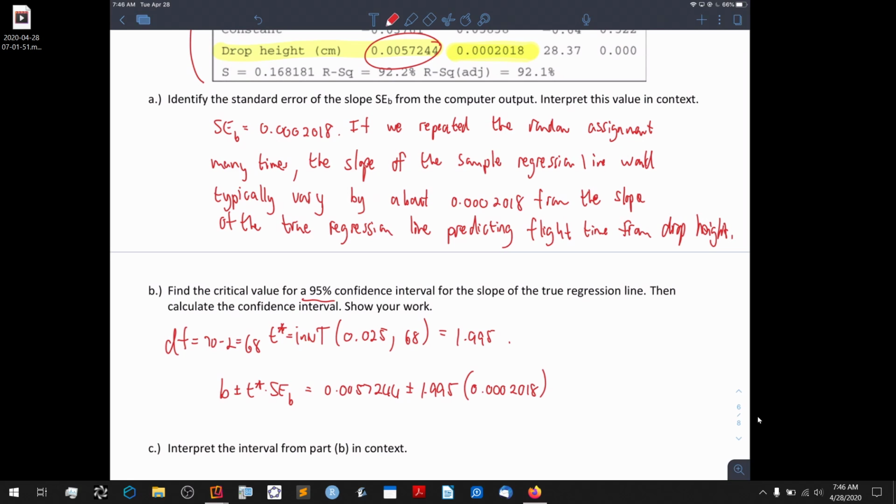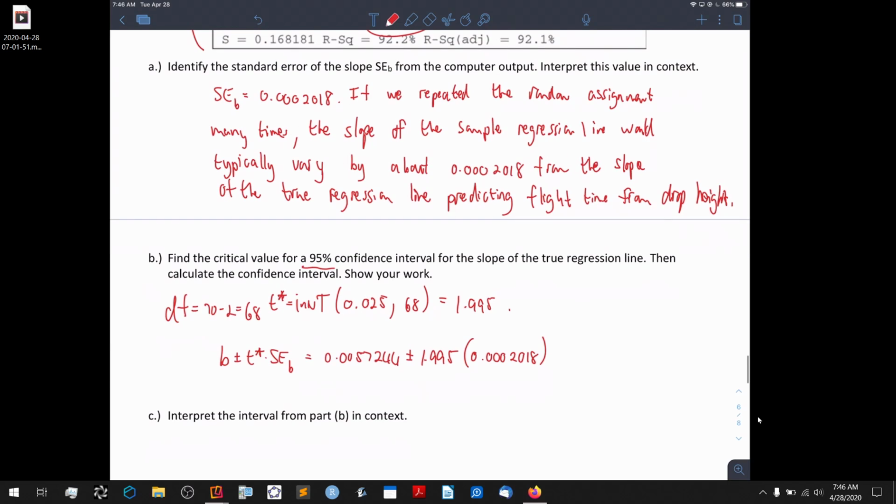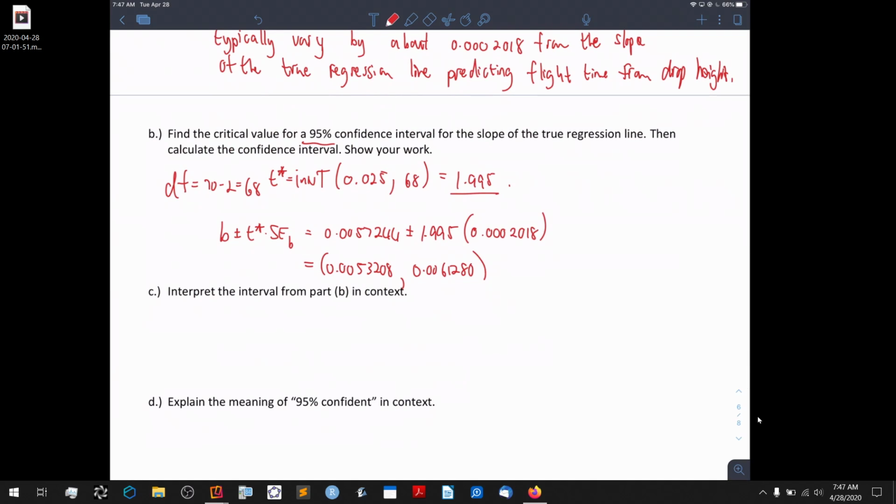you get the answer. Okay, I think for the textbook, for their t star, they used 2 because they used table B or something. You don't need to do table B. Please don't do that. Use your calculator. And so they got some interval. The interval they got was this, okay? A little bit different from yours. But something like 0.0053208 to 0.006128. Okay?